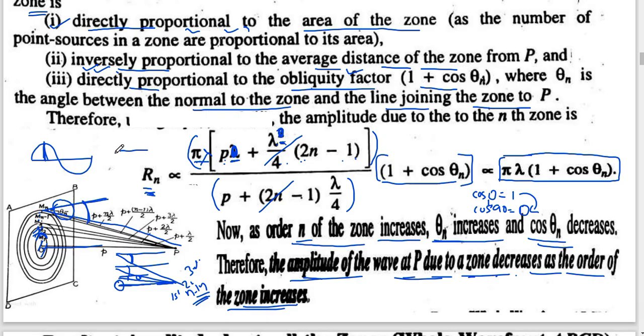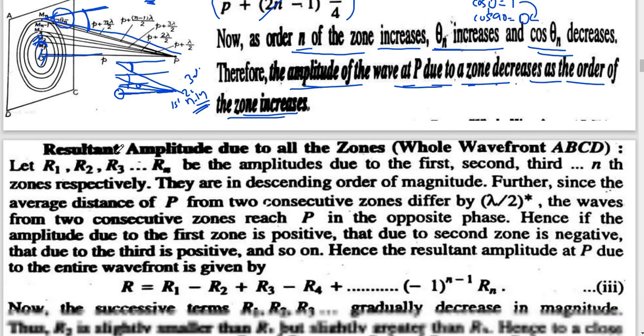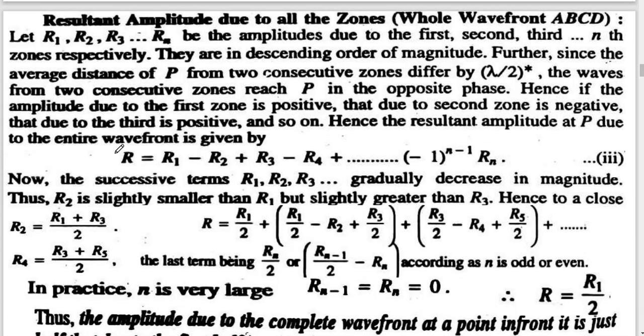Now let's discuss why these are called half period zones. What is the reason behind it, why are they called half period zones? Look at the resultant amplitude due to all zones, due to the whole wavefront. What is the resultant amplitude?